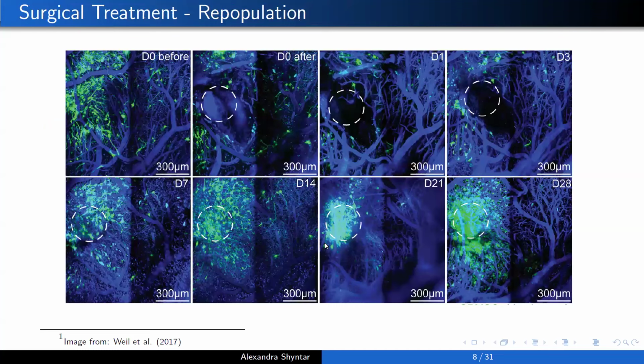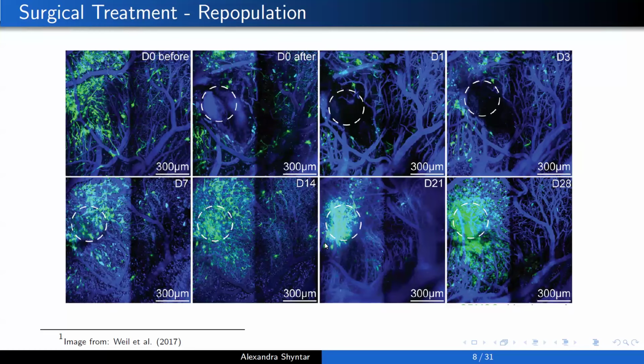The first treatment that they tested was a surgical treatment. In this image, what we see is glioblastoma cells in green and the blood vessels in blue. They take a syringe that has a 300 micrometer diameter, and then they remove part of a tumor. So this is before and then after. They removed this circle right here, and this will be referred to as the lesion from now on.